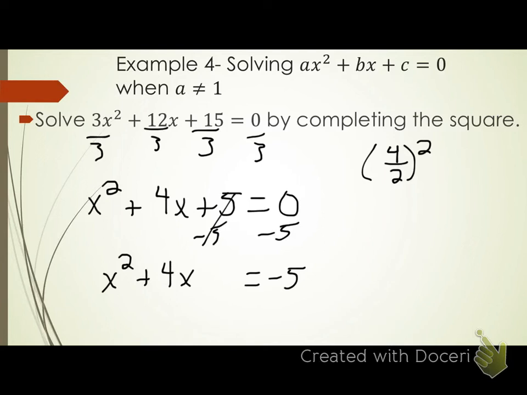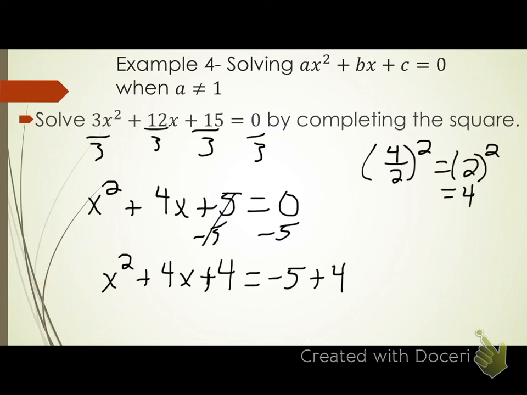Wouldn't it still equal 4? What's 4 divided by 2? 2. And what's 2 squared? 4. So I'm adding 4 to my left-hand side to complete the square. Whatever I do to one side, I've got to do to the other. You okay with that? Yeah.